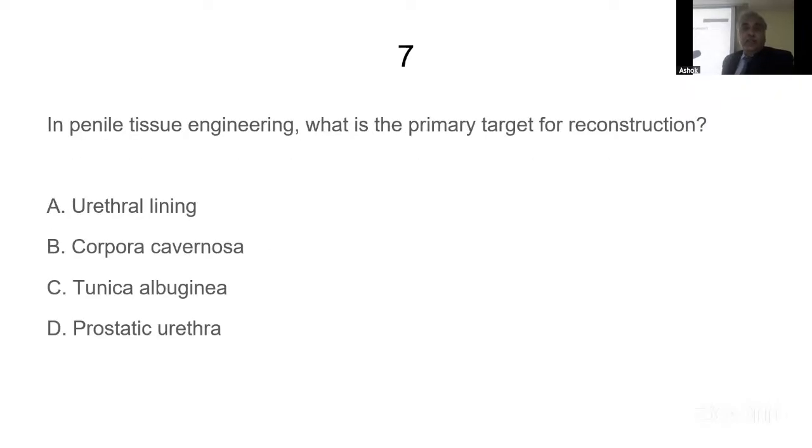In penile tissue engineering, what is the primary target for reconstruction? Urethral lining, corpora cavernosa, tunica albuginea, prostatic urethra. So corpora cavernosal tissue have been tissue engineered in vitro, and they have been used for erectile dysfunction. And as I said, there has been use of penile implants, which have been developed by tissue engineering methods, and even the whole penis, phallus, has been developed by tissue engineering, which is still in research, right?